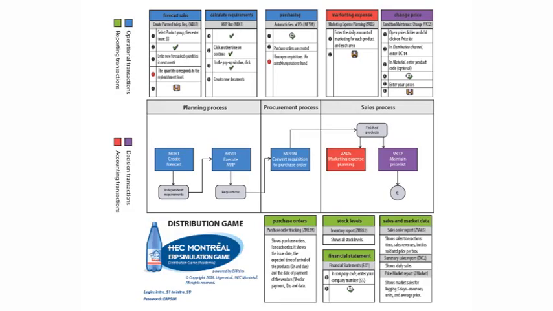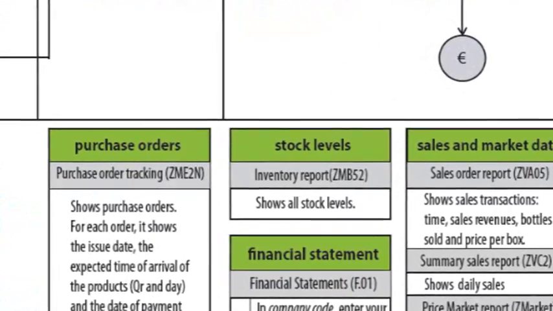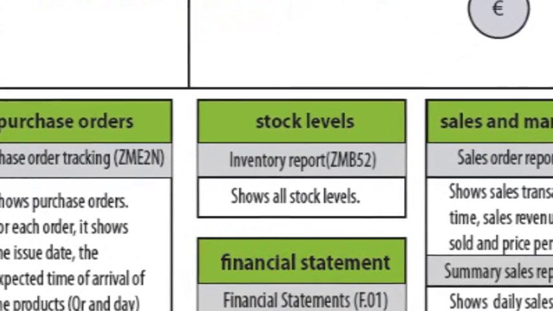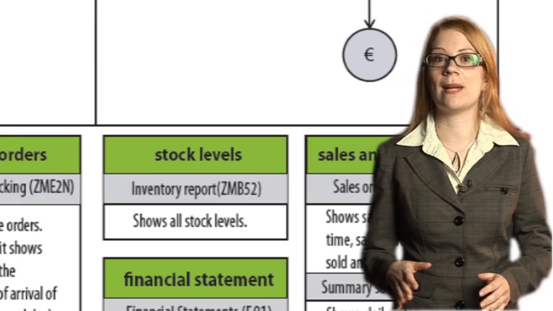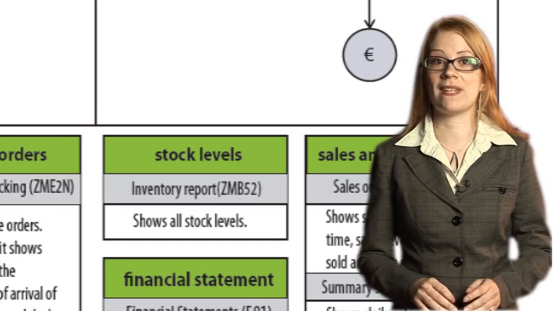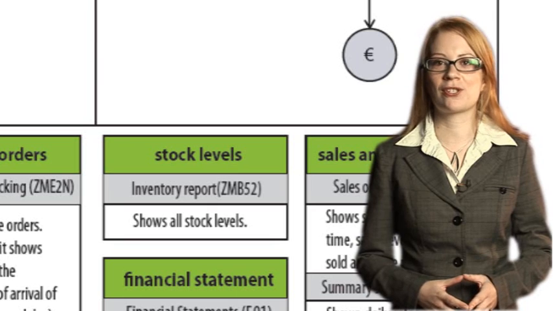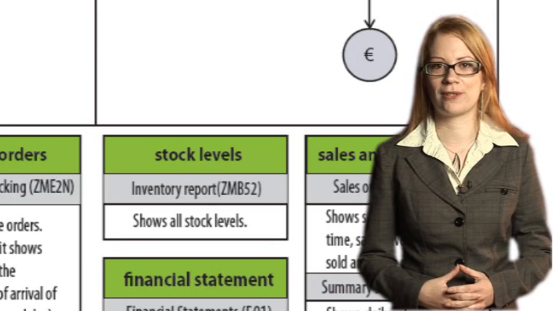Refer back to your job aid. Find the box marked Stock Levels. Inside it, you will see Inventory Report, followed by the characters ZMB52. ZMB52 is the technical name for the inventory report. There are no steps to complete to run the inventory report, so the information on the job aid is a reminder of the purpose or information content of the report.